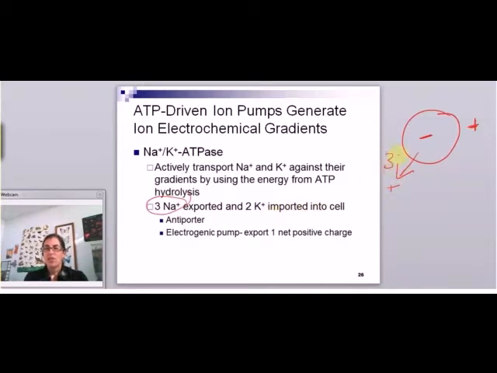So it's going to send out 3 positive charges, and it's going to bring back in 2 positive charges. But notice that if I do that, it's actually 1 less positive charge on the inside. So if I send out 3, I remove 3, bring in 2, I've subtracted 3 and I've only added 2. That's leaving me with -1 on the inside. Okay, so that's helping maintain the cell as negative.